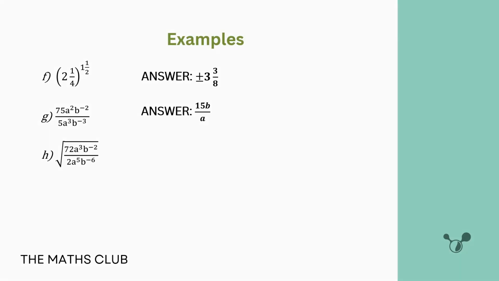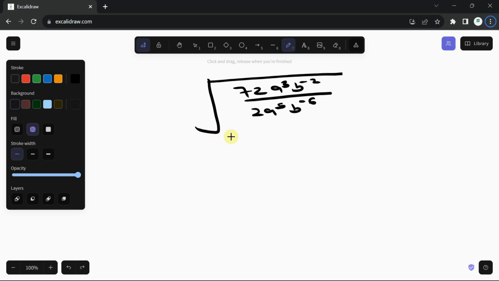Great. So this question says that we should find the square root of 72 a raised to the power of 3 b raised to the power of minus 2 all over 2a raised to the power of 5 b raised to the power of minus 6. To solve this problem, let's take care of the 72 divided by 2 first. So that will be square root of 36.